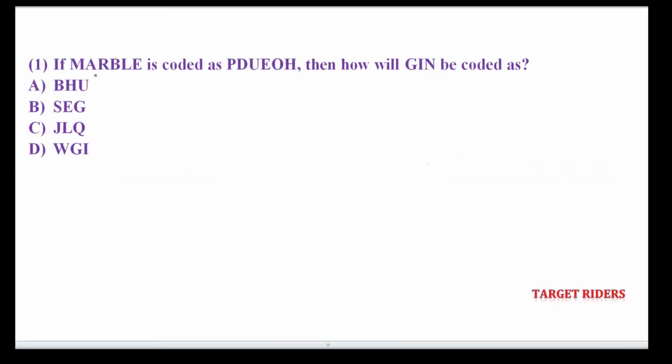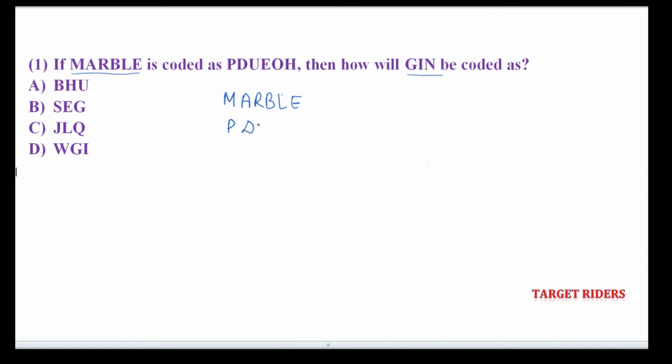So let's start with the first question. If MARBLE is coded as PDUEOH, then how will GIN be coded? So let's solve this question. Firstly, write the word MARBLE, then below it, write its coded word.